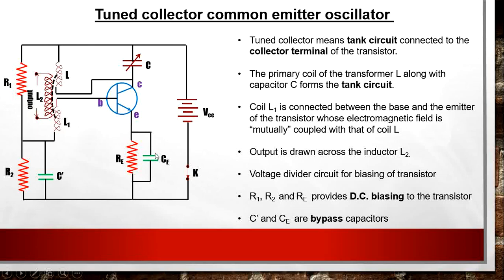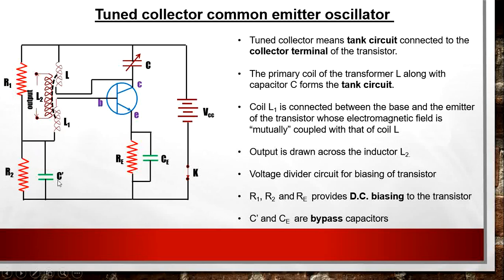So if there is no CE in the circuit, then the AC signal or AC voltage drop across RE will affect the input signal. Similarly, if in our circuit there is no C prime, then what happens? If there is no C prime, in that case the feedback voltage induced in the secondary coil L1 of the transistor, because the voltage across this L1 coil is actually applied at the base and emitter terminal of the transistor, will not go to the input of the transistor, as some voltage will drop across resistance R2.